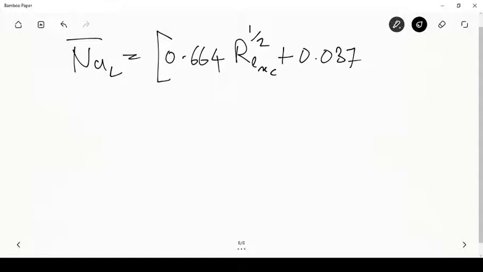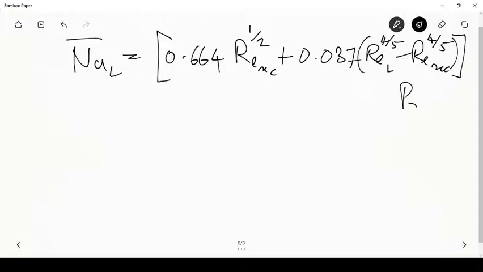So you have 0.0296 divided by 0.8, which gives you 0.037, multiplied by Re_L to the power of 4 by 5 minus Re_xc to the power of 4 by 5, whole thing multiplied by Prandtl raised to the power of 1 by 3 is the expression that you will get.